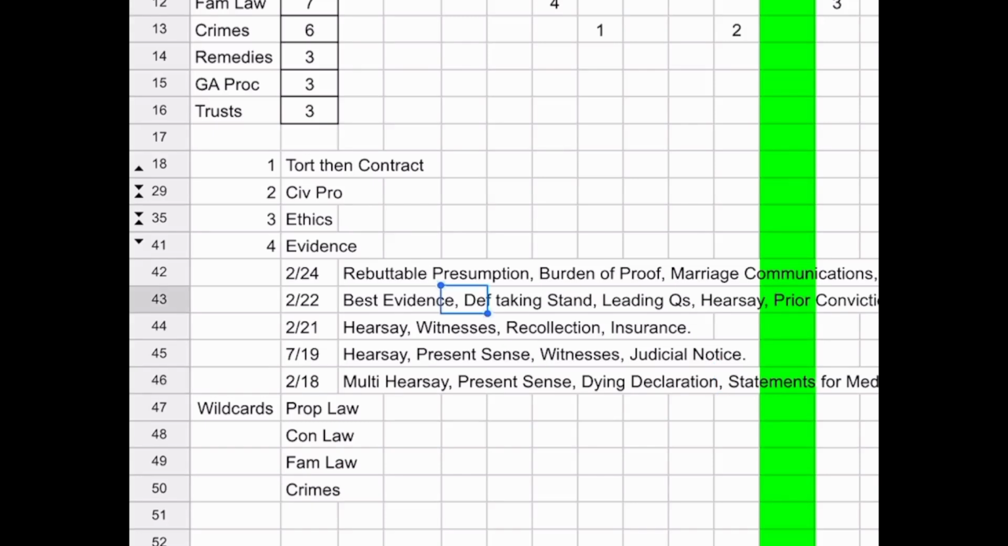So I'm not going to go into the wild cards yet, if at all, unless you comment that you want the wild cards. I'll go into property law, con law, fam law, and crimes. So give it a thumbs up and a comment that you want wild cards, and I'll do wild cards. But for now, this is what I want you to look out for.